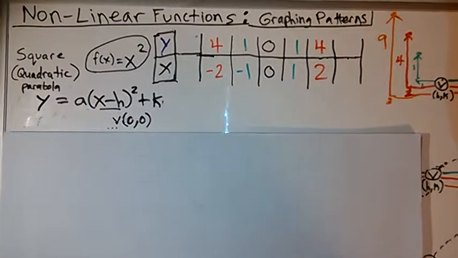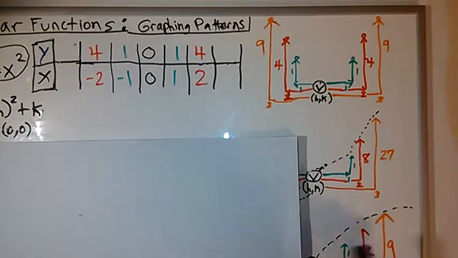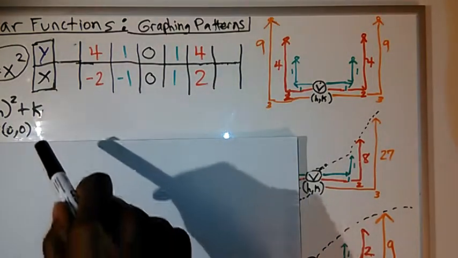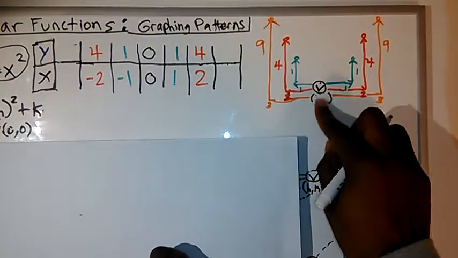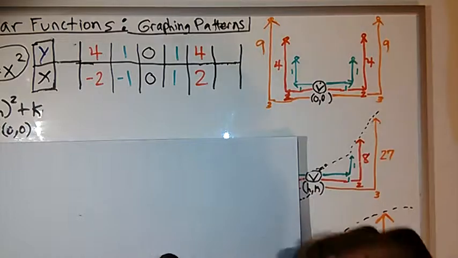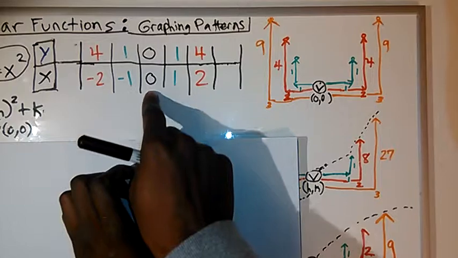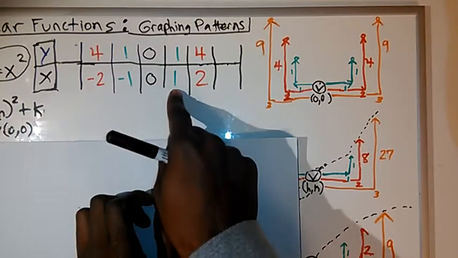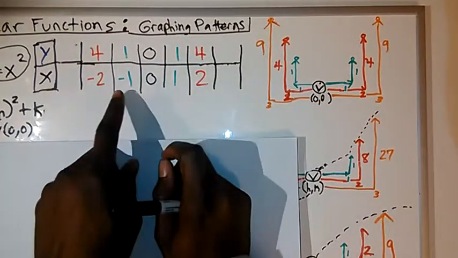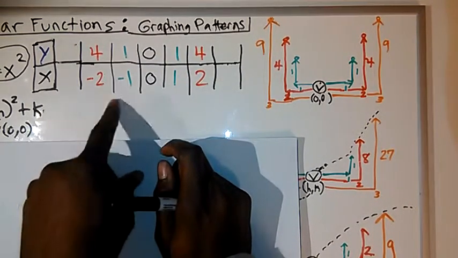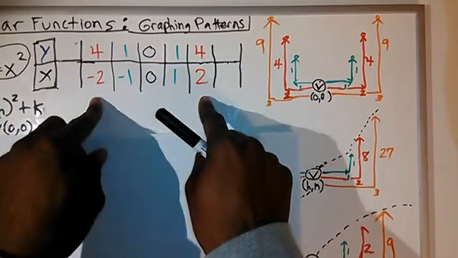If you look at this, there's a pattern. We start off with the vertex, the coordinate point 0, 0. Notice that when x is equal to 1, you go up once. When x is equal to 2, you go up 4 times. Same thing as you go to the left side: 1, 1, 2, 4. So you're going over once and going up once, then over twice and up four times.